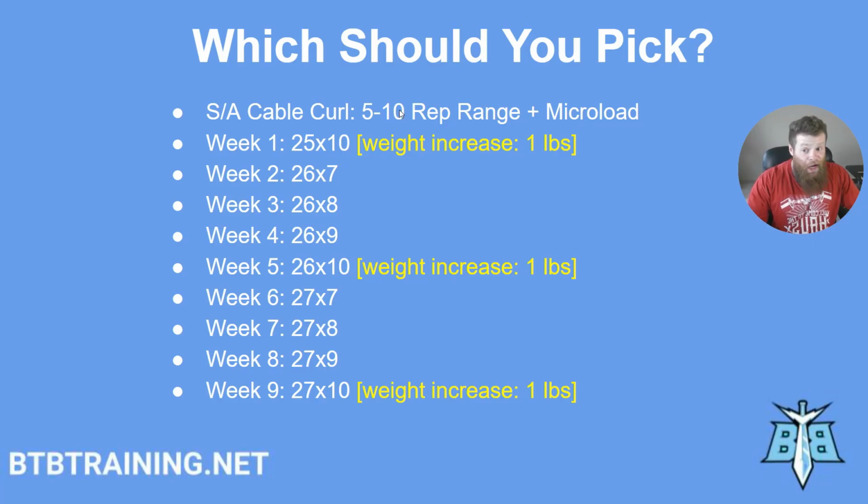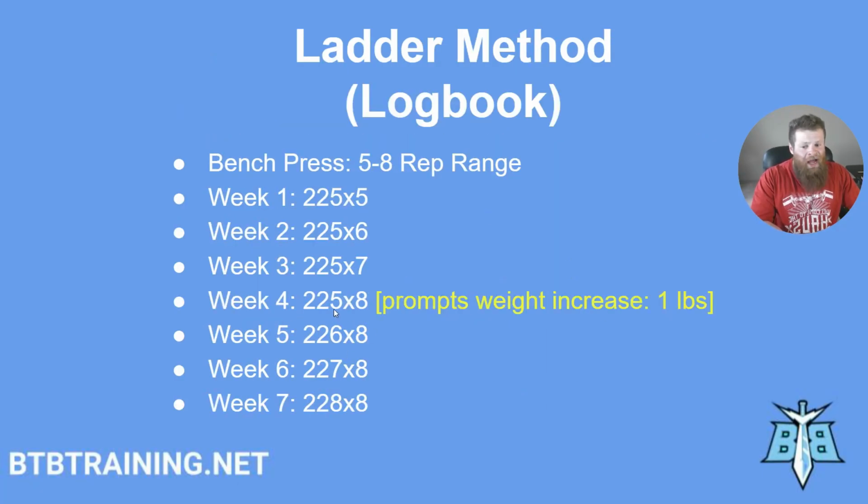Let's say that the rep range of that cable curl is the 5 to 10 rep range, and in week 1 you hit 25 pounds for 10 reps. Now, because this is a cable machine, I would only increase 1 pound instead of 5. As I said earlier, we're trying to avoid that 20% load increase, which is going to show a huge drop off in reps. So I only add 1 pound to the machine. And very often with compound exercises, if I only add 1 pound, the reps will usually stay the same.